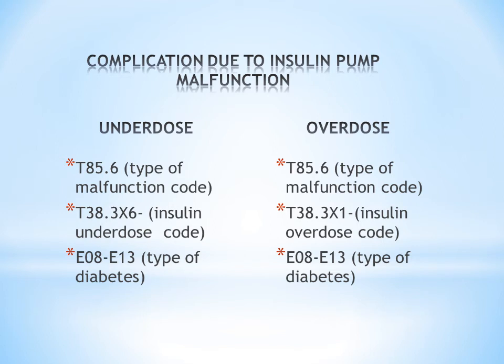So I'll repeat, if you are taking the underdosing section, the first one is T85.6, that is type of malfunction code. Second one is underdosing code, insulin underdosing code. And the third one is type of diabetes. Now, if we are taking overdose, the first code is same, T85.6 type of malfunction. Second one is different, that is insulin overdose code or insulin poisoning code, T38.3x1. And the last one is type of diabetes, which is also same as that of underdosing, the type E08 to E13.